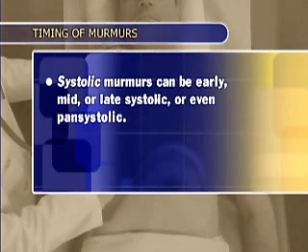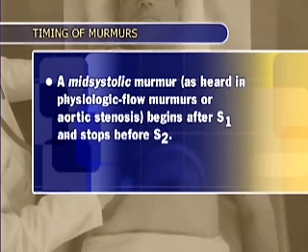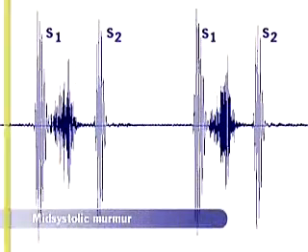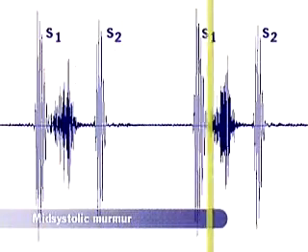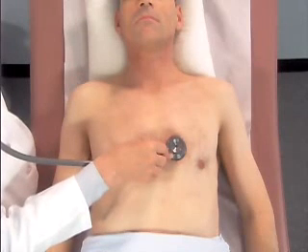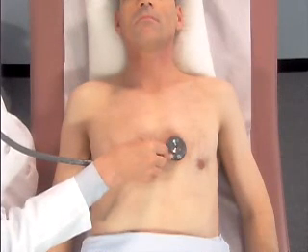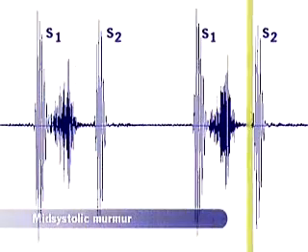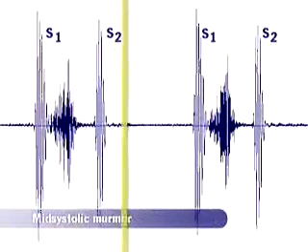Systolic murmurs can be early, mid, or late systolic, or even pansystolic. For example, a mid-systolic murmur, as heard in physiologic flow murmurs or aortic stenosis, begins after S1 and stops before S2. Brief gaps are audible between the murmur and the heart sounds. Listen carefully for the gap just before S2. If present, the gap usually confirms the murmur as mid-systolic, not pansystolic.